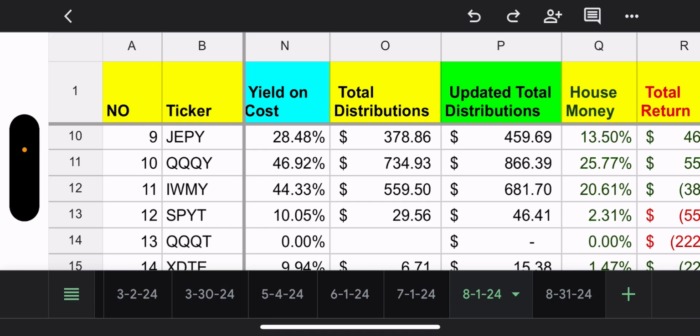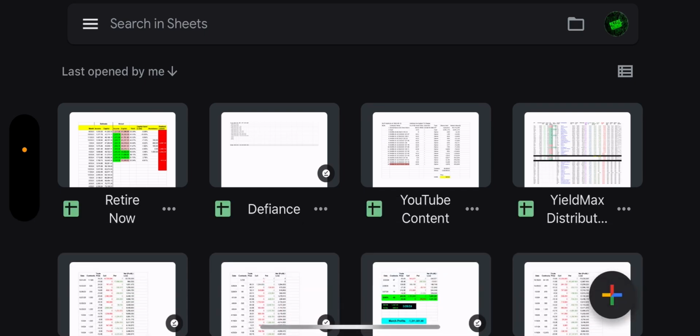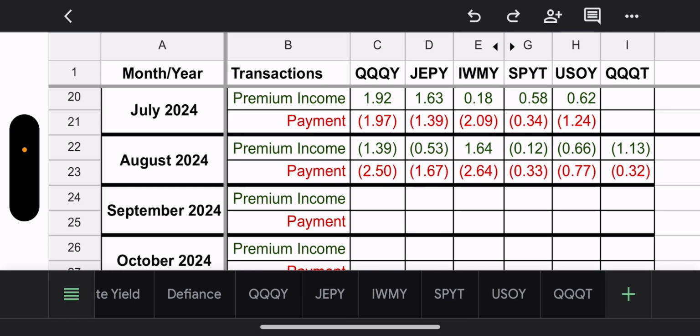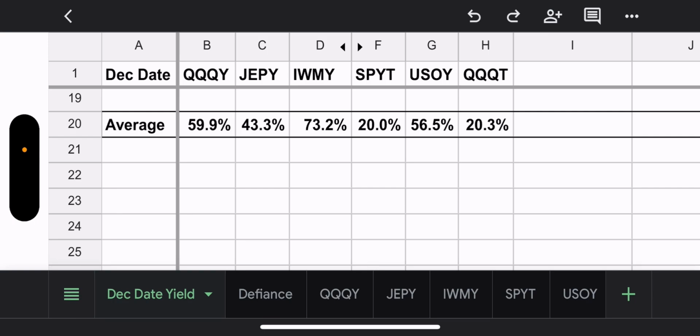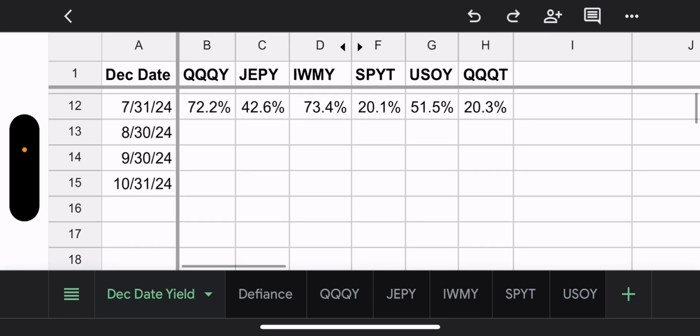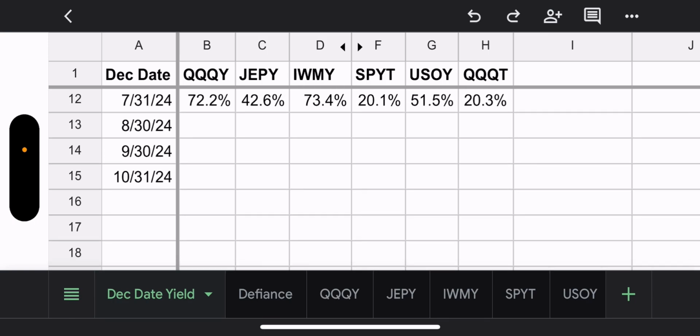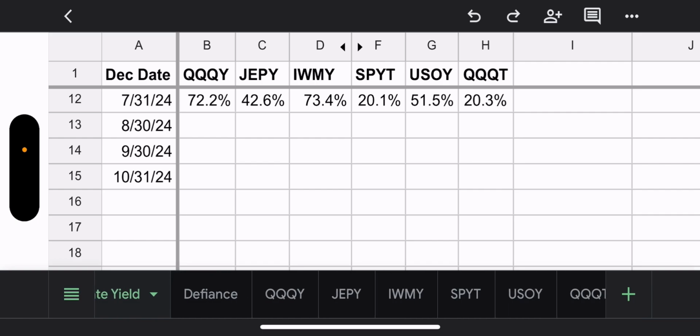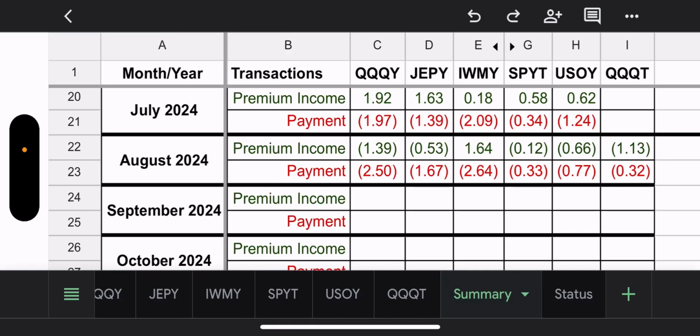So I'm still yielding above 40% for the big two, right? And then JEPY 28%. So obviously I kind of need to average in a little more, because based on their last payment, their last payment did yield a lot, right? If we go to the ex-date yield, QQQY, what they yield over 70%, JEPY 42%, IWMY 73%. So, you know, you get what I'm saying here. You want to keep your personal yield on cost within reason.